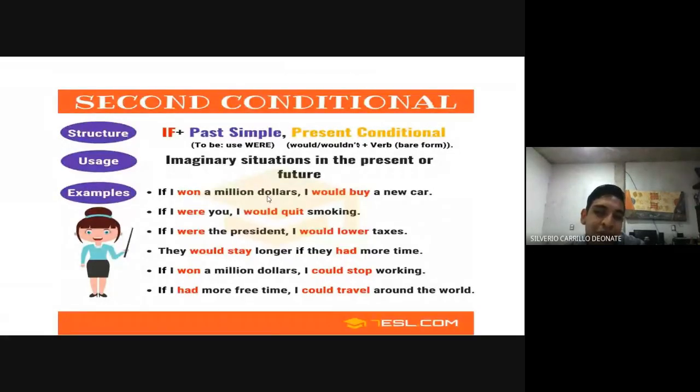Could travel. So in this case, remember, we're going to use would, wouldn't, could, or couldn't, depending on the sentence. We're going to use modal verbs. Would and could are modal verbs. And as I told you, we're talking about an imaginary situation, and then the imaginary result of that situation. Everything is unreal: an unreal situation and the unreal results of that unreal situation. Is it clear, class?